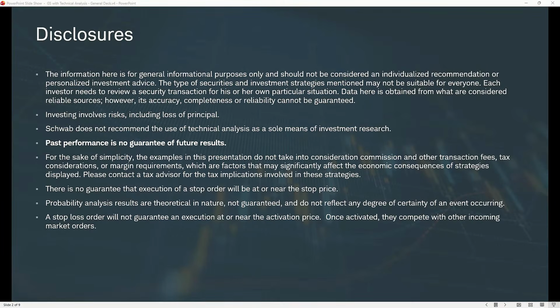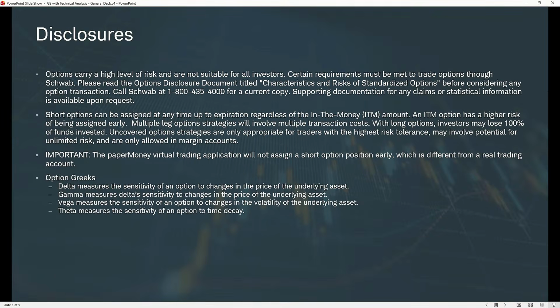Before we get started today, let's start with the important disclosures. The information that we're going to cover today is for general informational purposes only and should not be considered any type of recommendation or advice. We are going to use the Paper Money platform. That is going to be a little bit different than live trading, so keep an eye out for the differences between the two, as well as knowing that options are not suitable for all investors. You have to have certain requirements to trade those as well.